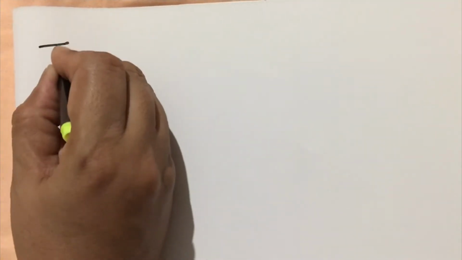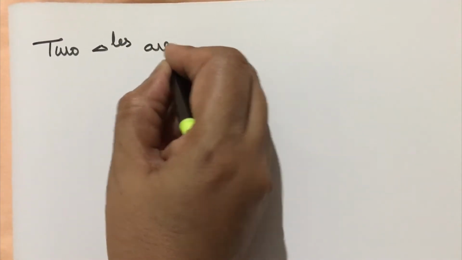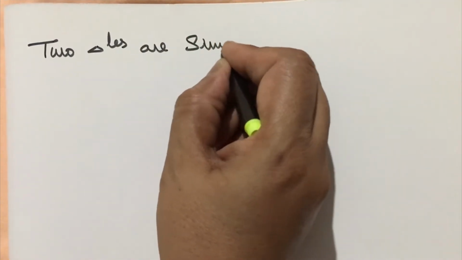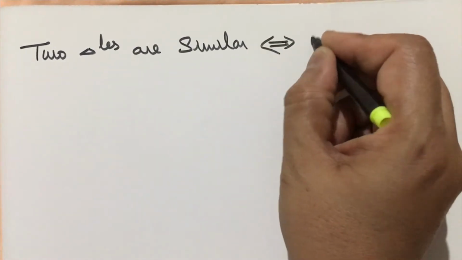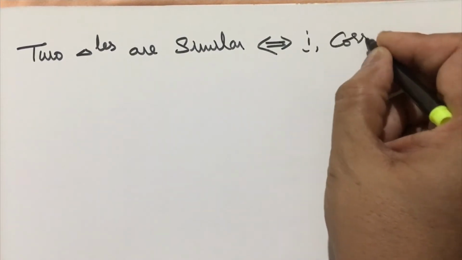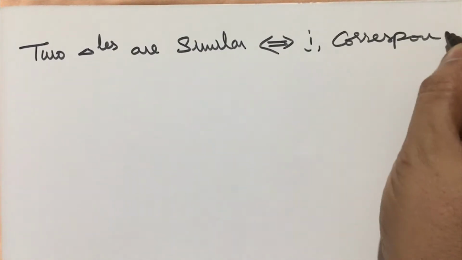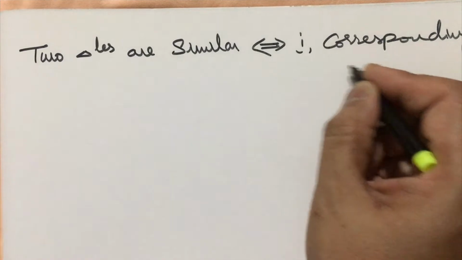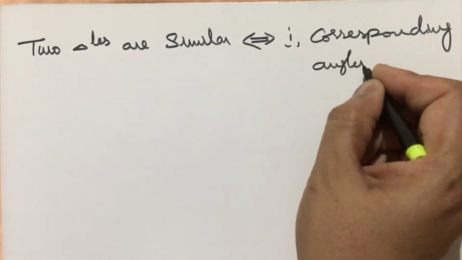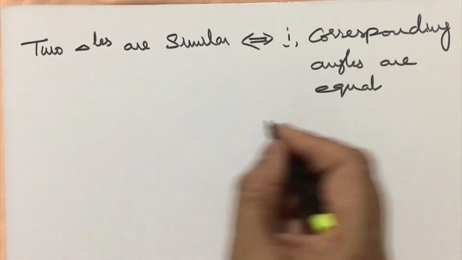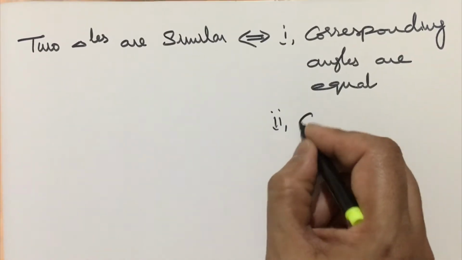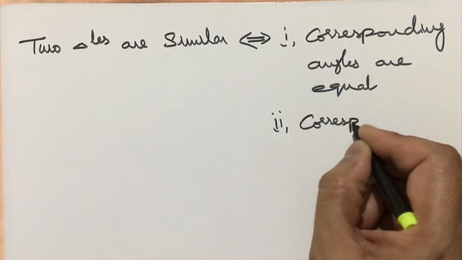We know very well that two triangles are similar if and only if, first, their corresponding angles are equal, and second, corresponding sides are proportional.